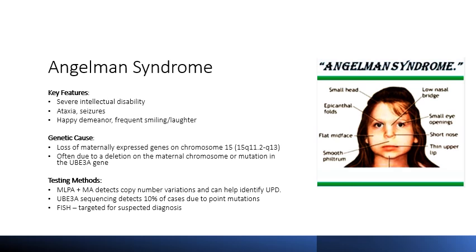Testing methods are the same as Prader-Willi. It's multiplex ligation probe amplification as well as microarray, which detects both copy number variations and can help identify UPD. UBE3A sequencing can detect 10% of cases due to point mutations in that region, and FISH is very useful to target for suspected diagnosis of deletions in that region.